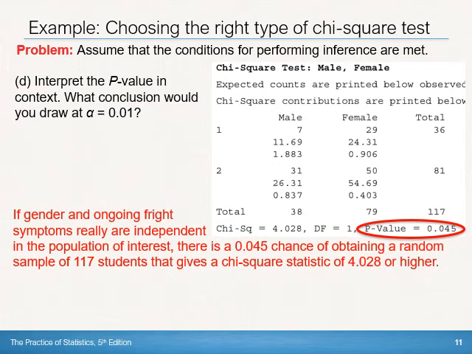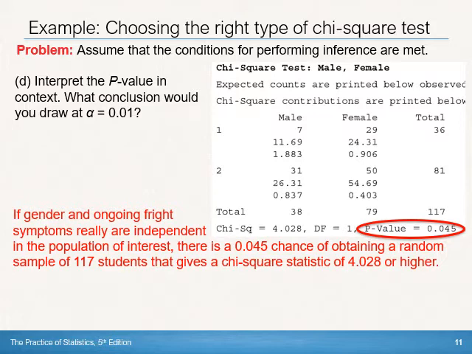All right, so remember the p-value always says, essentially, if the null hypothesis is true, this is the probability that we would get values as extreme or more extreme than the one we got. So if gender and ongoing fright symptoms really are independent of each other, in other words, the null hypothesis is true in this population, then there is a 0.045 chance, or 4.5% chance, of obtaining a random sample of 117 students that gives a chi-squared statistic as large as the one we got or larger just by chance alone.